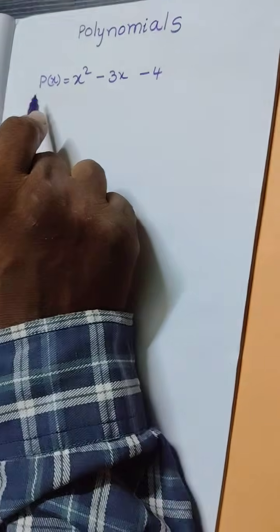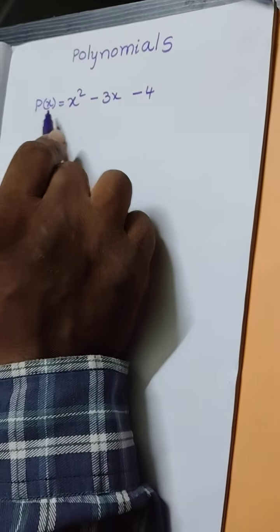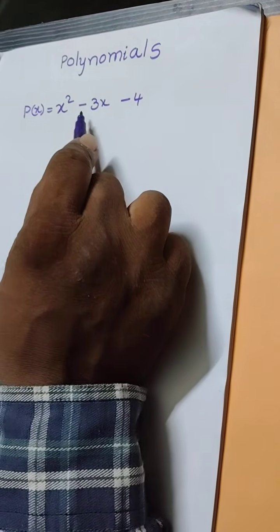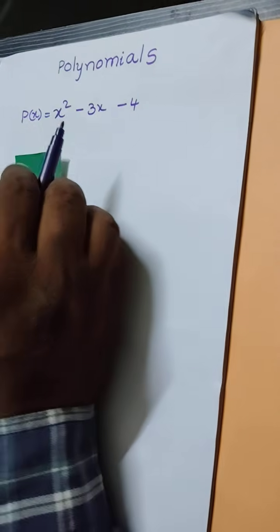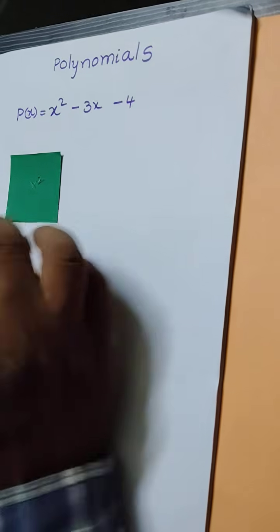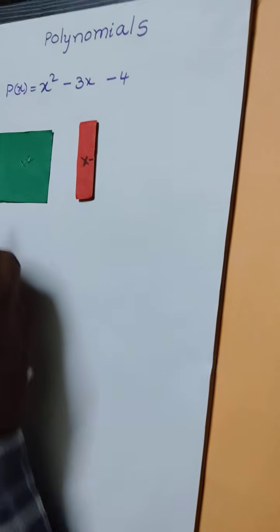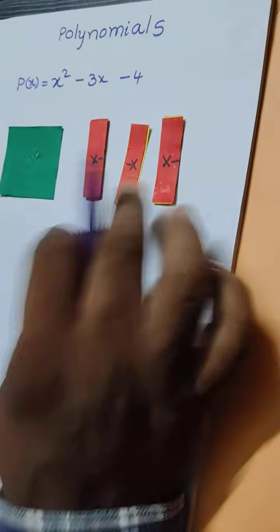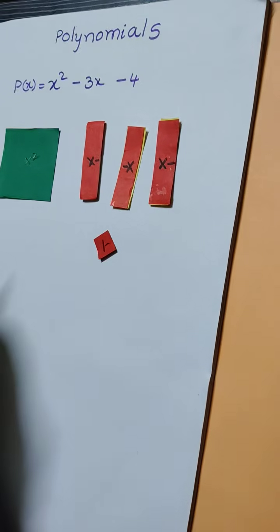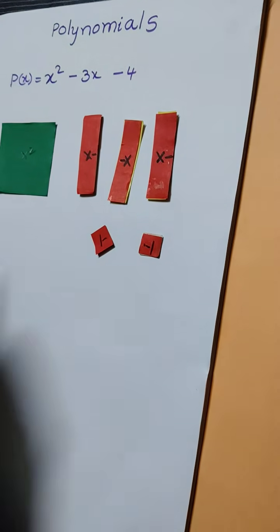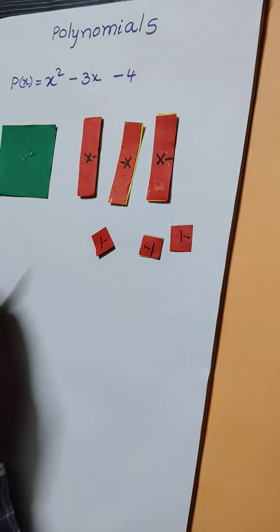Okay, how to find out the factors of a given polynomial geometrically. Here, given p(x) = x² - 3x - 4. The x² is a positive tile, and the negative 1, 2, 3: here 3x means 3 x tiles. Minus 4 means negative tiles 1, 2, 3, 4.